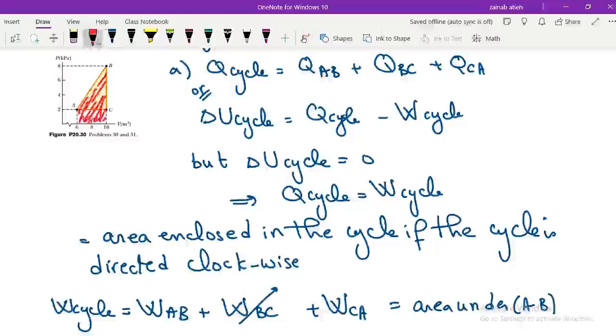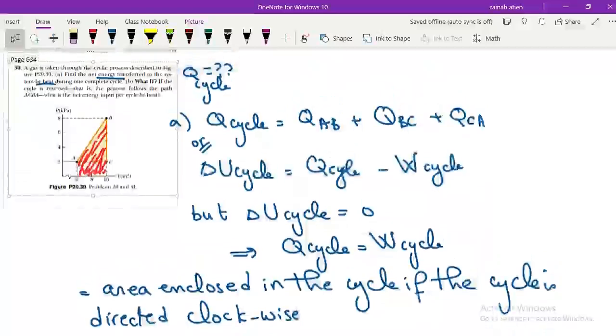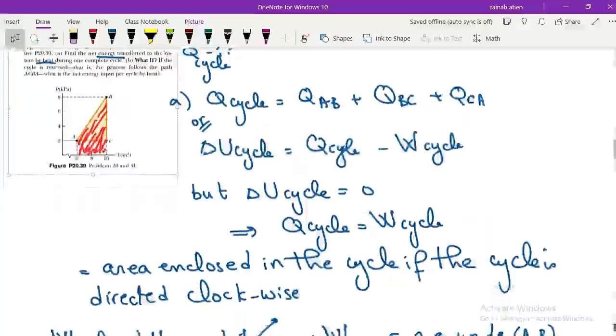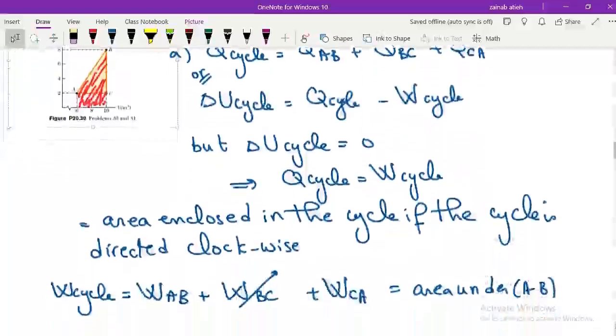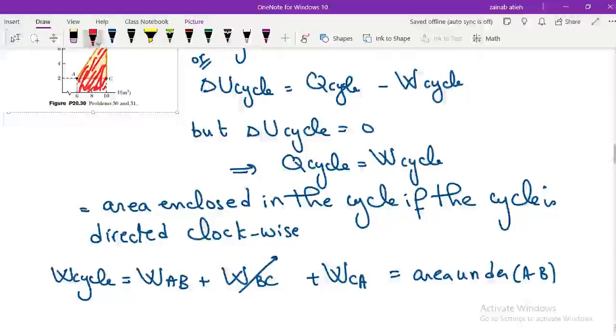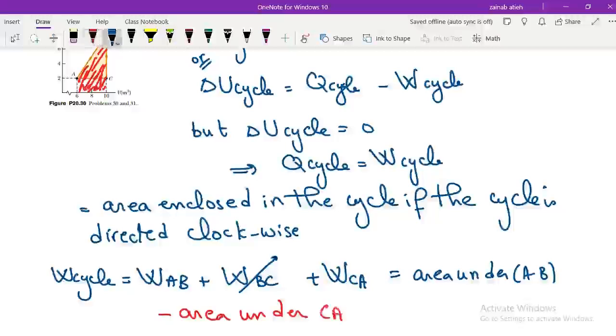Don't forget that for AB I'm going from left to right, so I'm in the positive sense, from the small V to the large V. I'm expanding, so the work is equal to the area. For CA I'm compressing, going from the large V to the small V, the opposite direction. If I'm compressing, the work for CA is not equal to the area, it's equal to minus the area. So it's minus the area under CA, while AB is the area under AB.